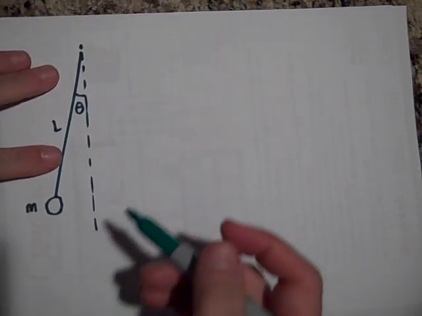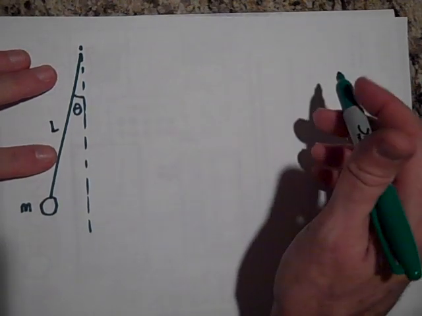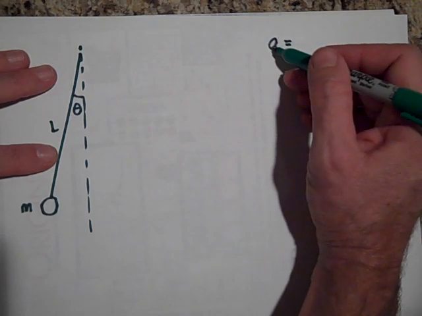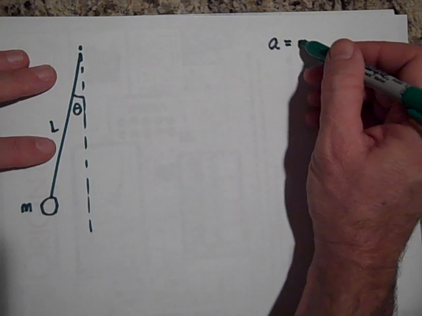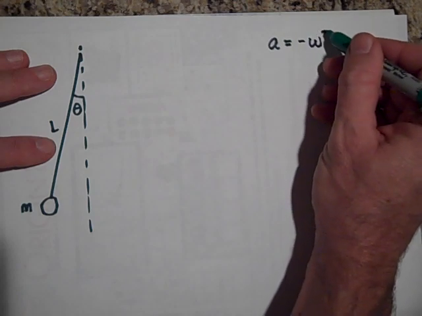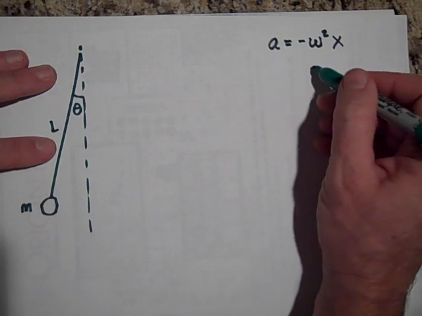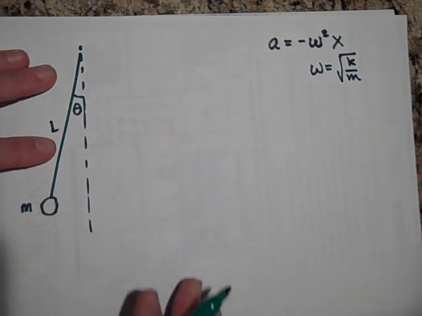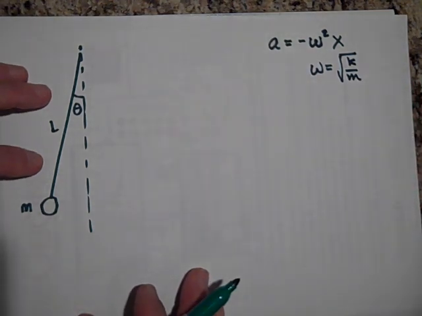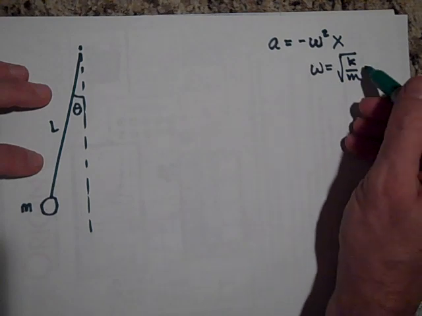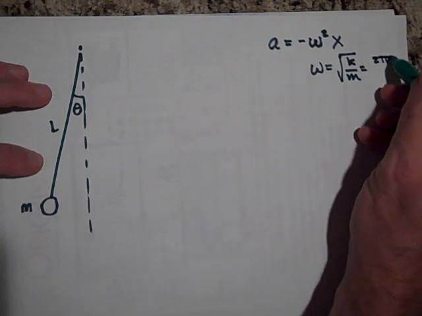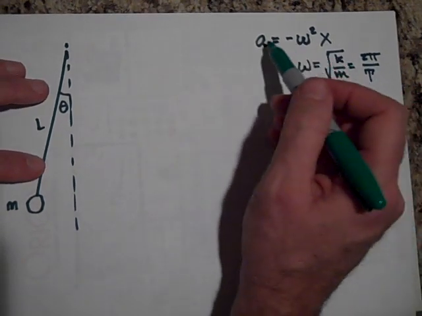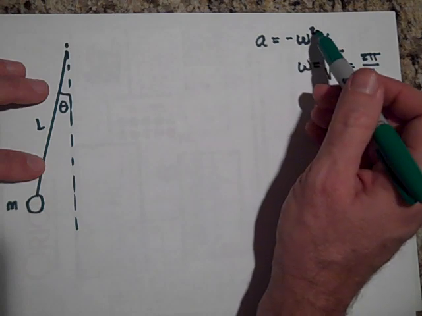Okay, before we get started in this derivation, I just want to remind you that the relationship between A and x for simple harmonic motion is that A is equal to negative omega squared x, where omega is the square root of k over m, or at least it's equal to 2 pi over the period. So omega is 2 pi over the period, and A is equal to negative omega squared x.